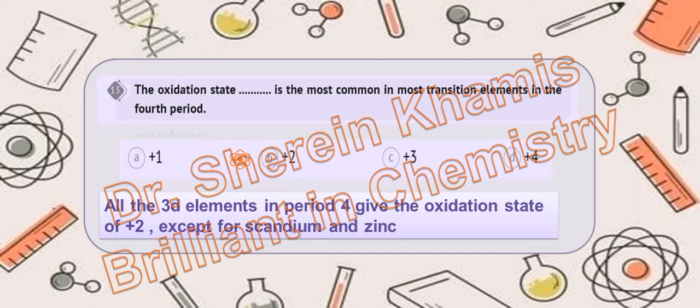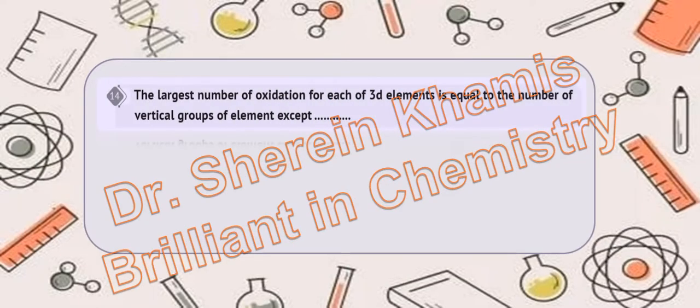Let's go to question 14. Question 14 says that the largest oxidation number for each 3d element is equal to the number of its vertical group, except in which group? Group 8 consists of 3 columns collected in one group only. We have our choices: 3B, 7B, VIII, and 2B.